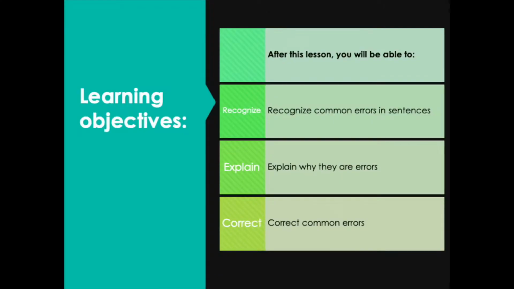Let's start by looking at the learning objectives or the learning outcomes for this lesson. Because it's a long list of different topics, I'm going to keep the learning objectives pretty simple. After this lesson, you'll be able to recognize common errors in sentences. You'll be able to explain why they are errors, and you'll be able to correct those common errors. Today we have 11 different common errors that we're going to talk about. So let's take a look at the list, which is our overview of this lesson.